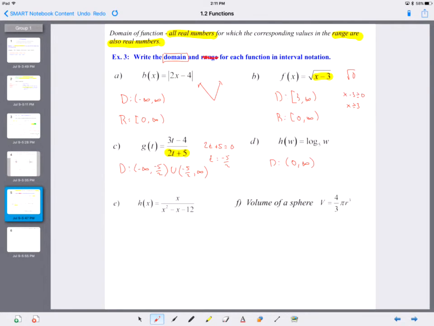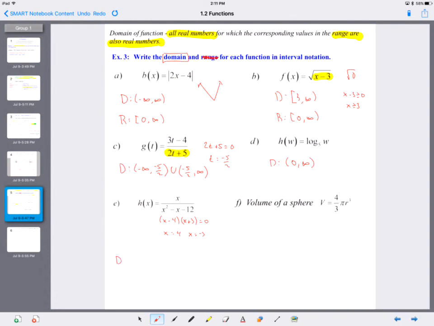On E, now you have a denominator that is a quadratic. Well, you need to figure out what values of x make the denominator 0. To do that, we've got to solve the quadratic. So it looks like on this one we can factor x minus 4 and x plus 3. So what two values give you a denominator of 0? That would be at x equals 4 and at x equals negative 3. And so those are your restrictions.